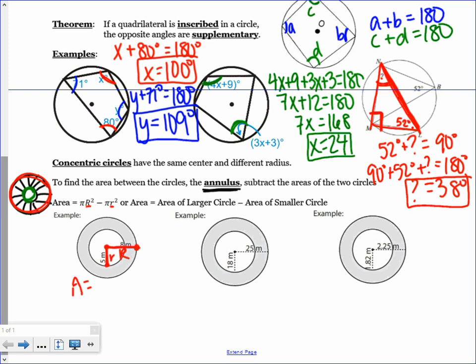So we can use our formula. Area is going to equal pi 8 squared minus pi 5 squared. And you can plug that whole thing into your calculator, and you should get 122.5 meters squared.